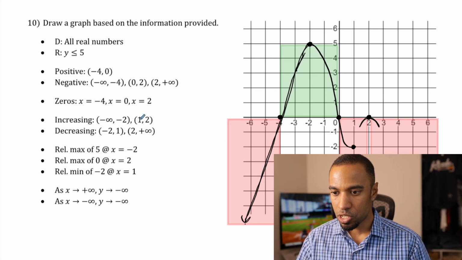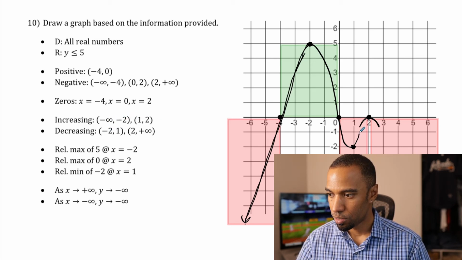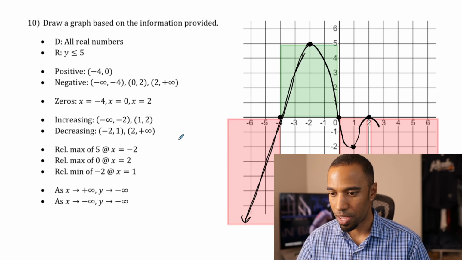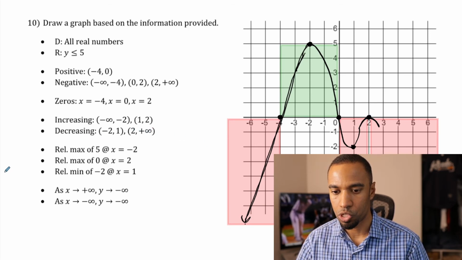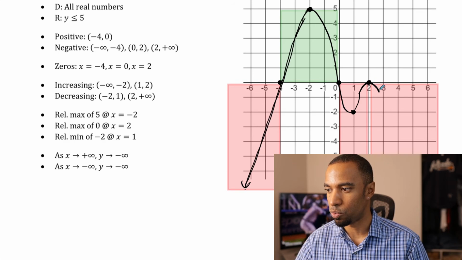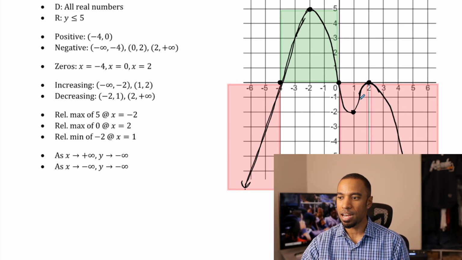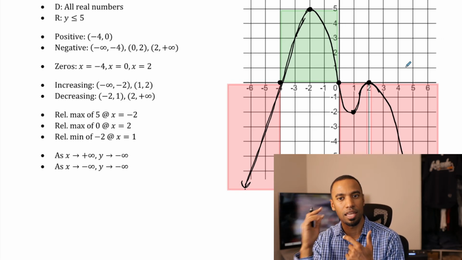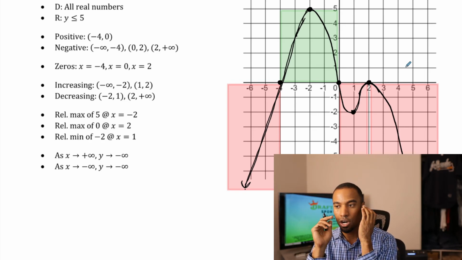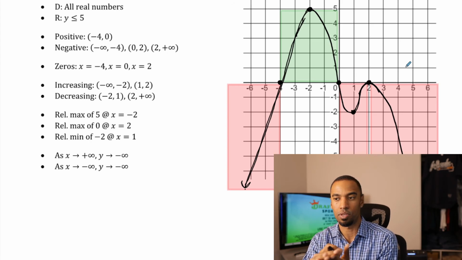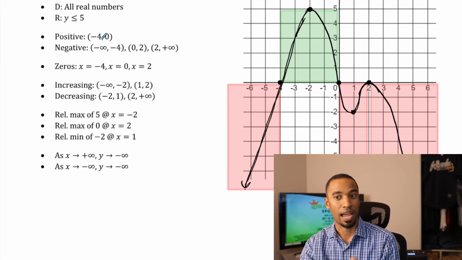And then it increases again from 1 to 2, like that, and then it decreases again from 2 to positive infinity, so it decreases the rest of the way there. That seems to be the graph. Let's see if anything contradicted, but like I said, there's going to be overlap in things that are going to agree with each other with everything we said. Let's see if everything checks off.